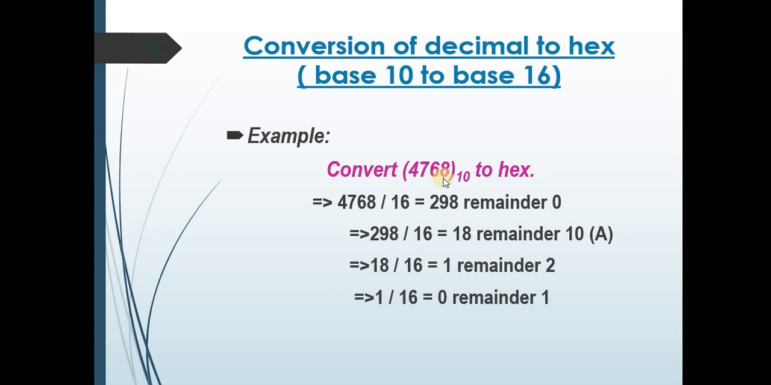In this, again you divide 4768 by 16, you will get 298. Your remainder was 0. Then you divide 298 by 16, you get the answer 18 and your remainder is 10. Again, 10 does not come in the decimal number system, and in hexa the value of 10 is A. So you will write down A here. And then again you divide 18 by 16, it is 1, remainder is 2. And then 1 divided by 16 is equal to 0, remainder is 1. So 1 2 A 0 base 16 is your answer.